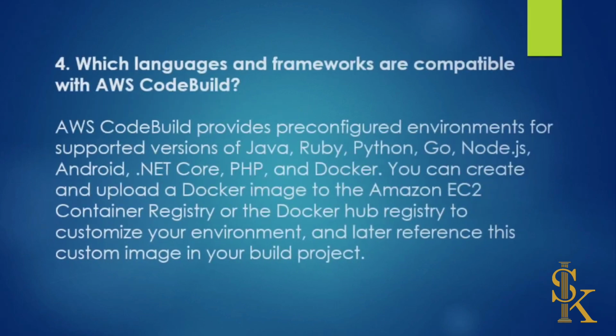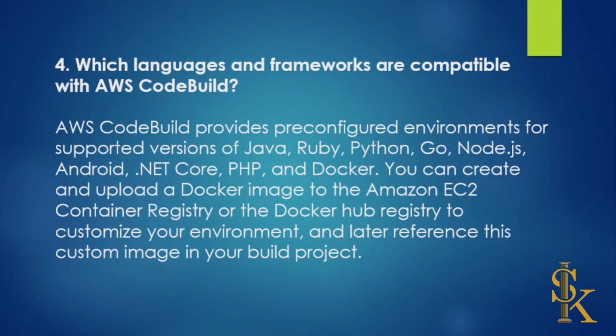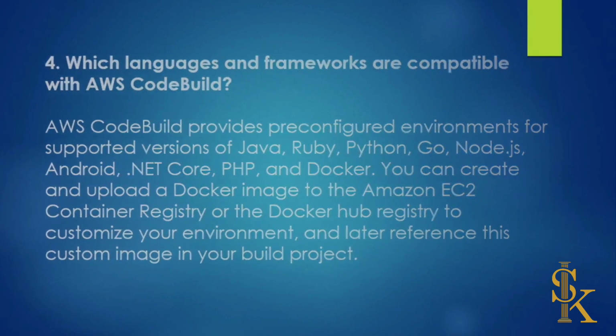4. Which languages and frameworks are compatible with AWS CodeBuild? AWS CodeBuild provides pre-configured environments for supported versions of Java, Ruby, Python, Go, Node.js, Android, .NET Core, PHP, and Docker. You can create and upload a Docker image to the Amazon EC2 Container Registry or the Docker Hub Registry to customize your environment, and later reference this custom image in your build project.